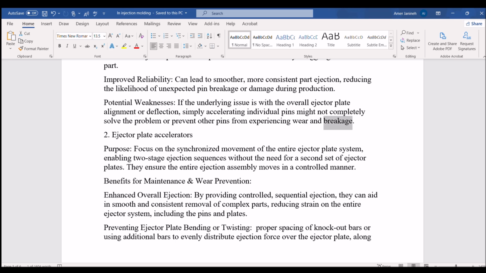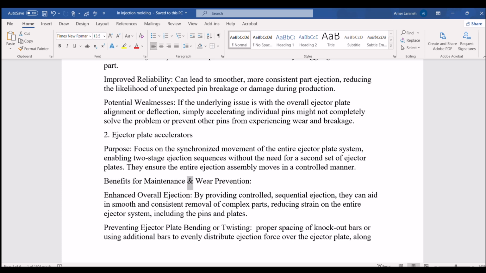2. Ejector plate accelerators. Purpose: focus on the synchronized movement of the entire ejector plate system, enabling two-stage ejection sequences without the need for a second set of ejector plates. They ensure the entire ejection assembly moves in a controlled manner.